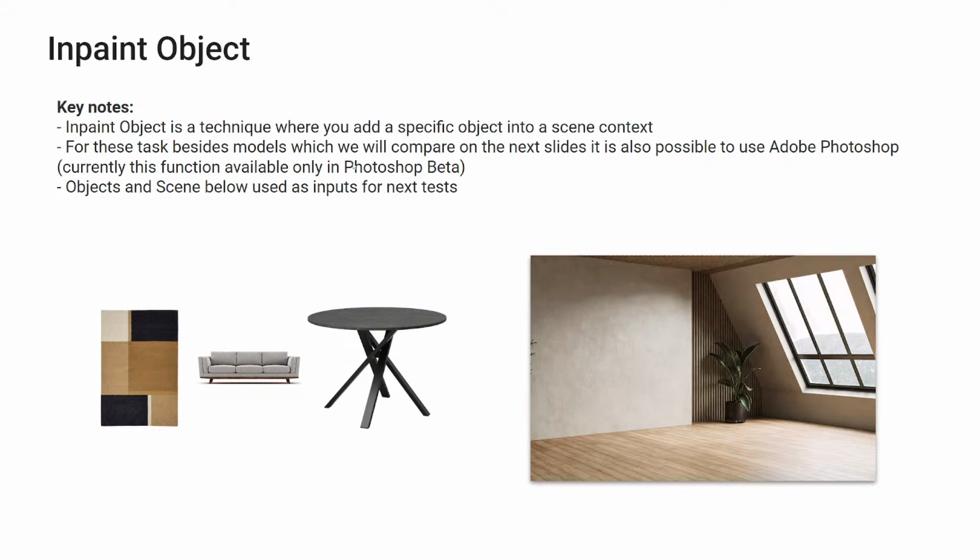In Photoshop, I don't know if Artem told about this exact feature or not. There is a function to implement an object into the scene. It wasn't in beta last time I checked it, but maybe they already implemented it in the release. In any case, in Photoshop you can also do that. Because Photoshop uses its own model, not like Flux or Gemini, I would say the quality is not the best, but it's better than some models, and it's still easy to use.